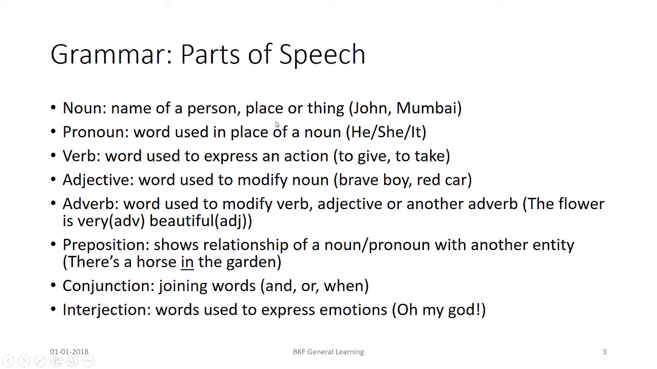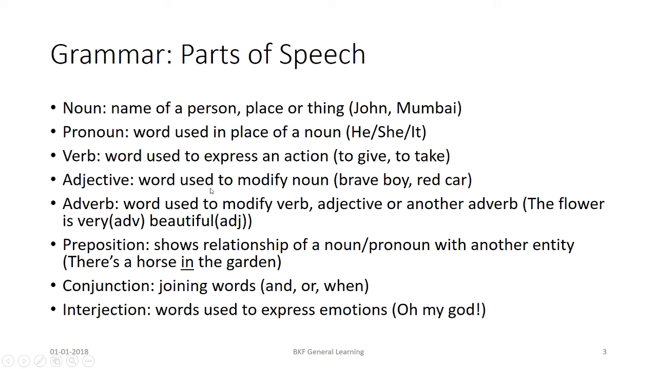Pronoun is used in place of noun in order to make things shorter and better. Verb is a word used to express an action. So if I say I want to give, in that sentence to give is a verb. Or if I say I have given him money, then in that sentence given is the verb.